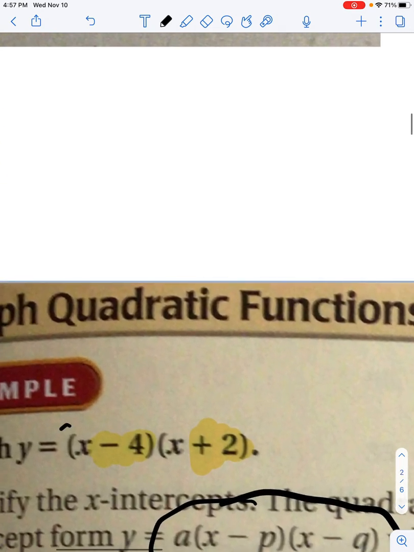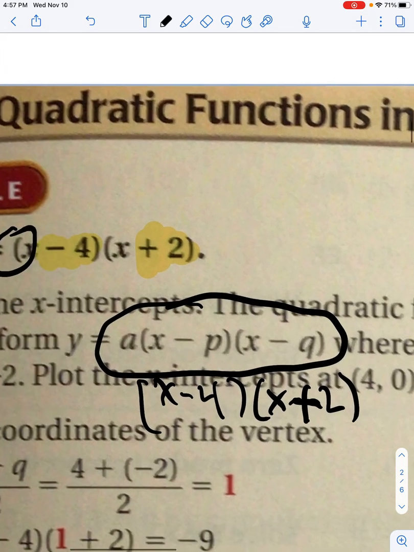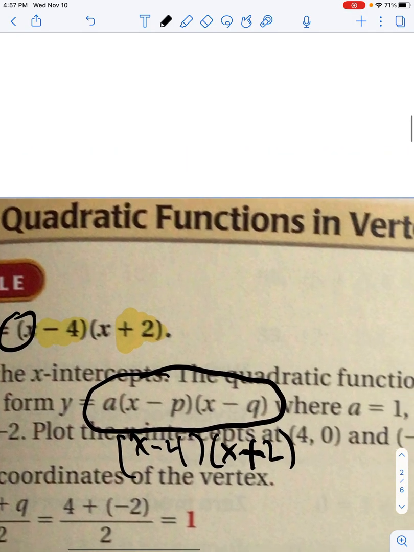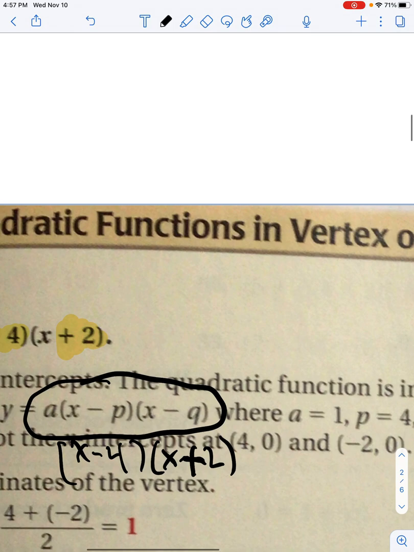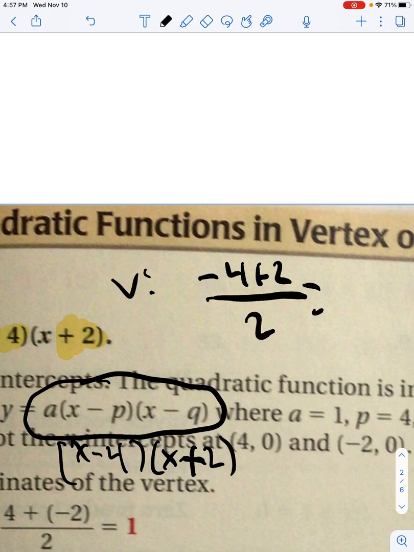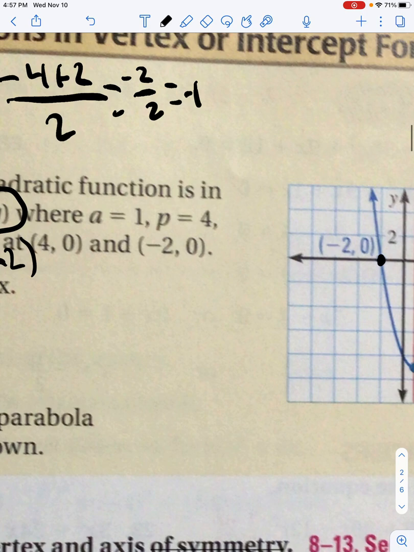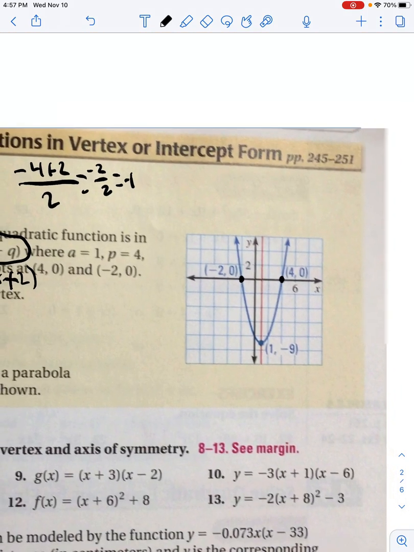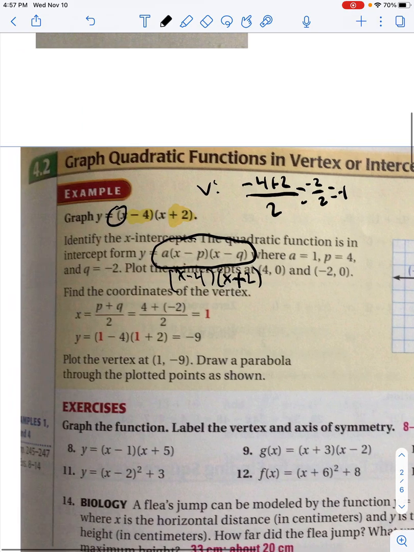I know that because it is a positive, there's no number out here, that means it's positive. So I know that my graph is going to open up. And then to find the vertex out of this form, I have to take these two values, add them, and divide it by 2, because my vertex is going to be in the middle. So this gives me my x coordinate, -2 divided by 2. So my x coordinate is going to be -1.